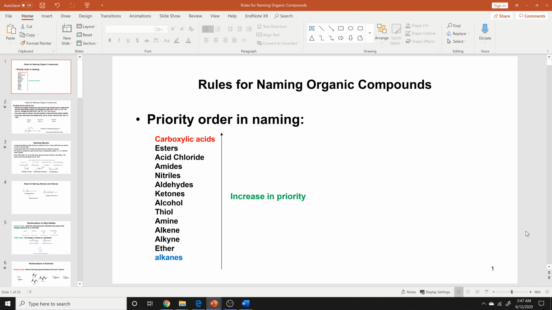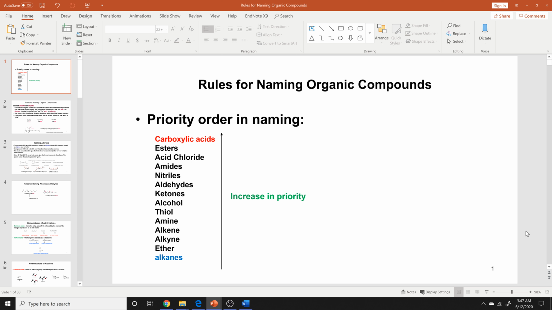Hi everyone. In this lecture, I'm going to show you how to name organic compounds. I've arranged organic compounds in the order from the lowest priority alkanes to the highest priority carboxylic acid. And normally nomenclature of organic compounds follows a priority.